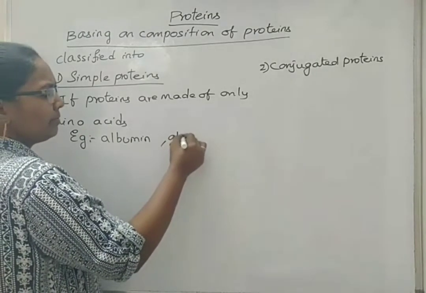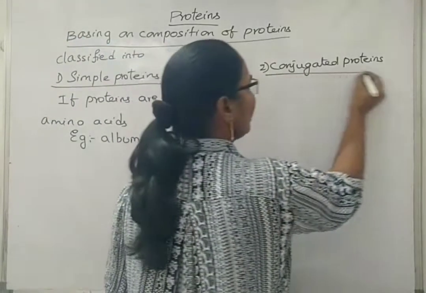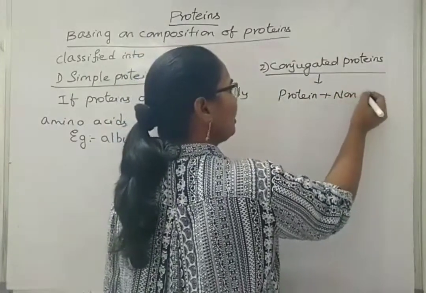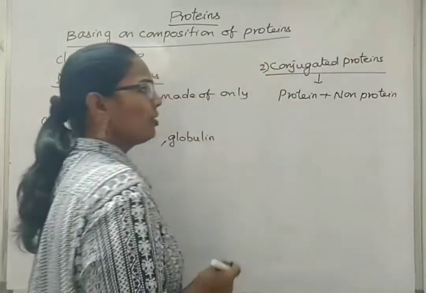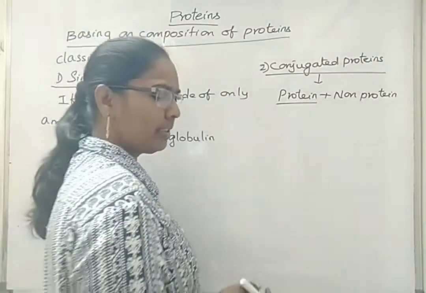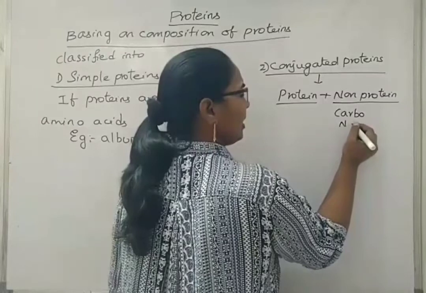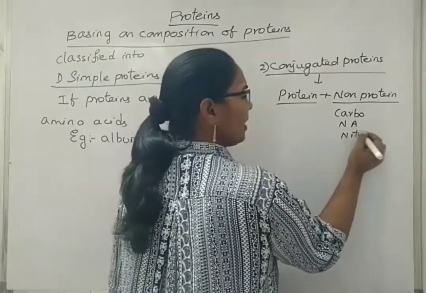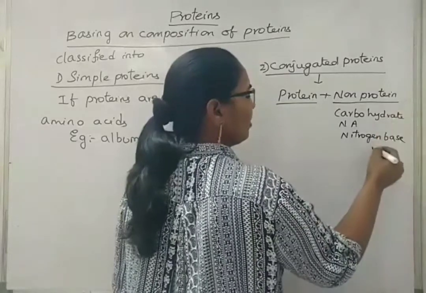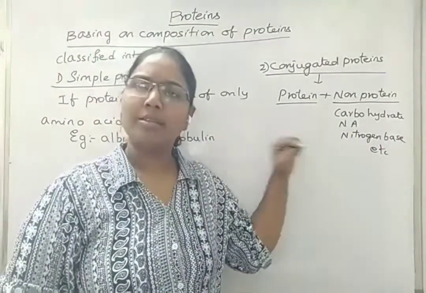Next, globulin. Another type of protein is conjugated, meaning protein part plus non-protein part is included in conjugated proteins. So proteins, we know, are nothing but combinations of amino acids, but this non-protein part can be a carbohydrate, or a nucleic acid, or a nitrogen base, etc. Okay, it can be anything. So based on the combination of non-protein part with the protein part, the names are different.